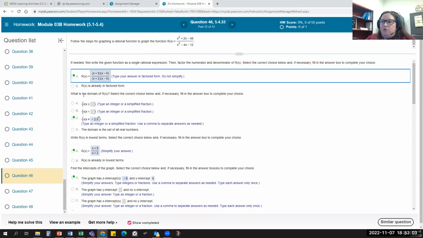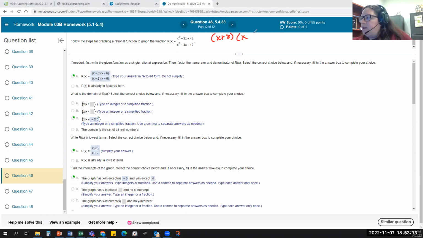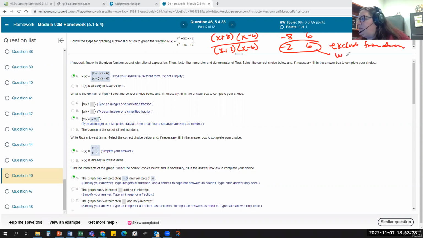The next thing they ask is the domain. That's the reason they have you not simplify it yet, because the domain is still going to be affected. So we have the x plus 8 and the x minus 6 on top, the x plus 2 and the x minus 6 on the bottom. So we really have the minus 8 and the 6 for the zeros on the top and the minus two and the six on the bottom, but both the minus two and the six get excluded from the domain. Those are the points where the graph is undefined.